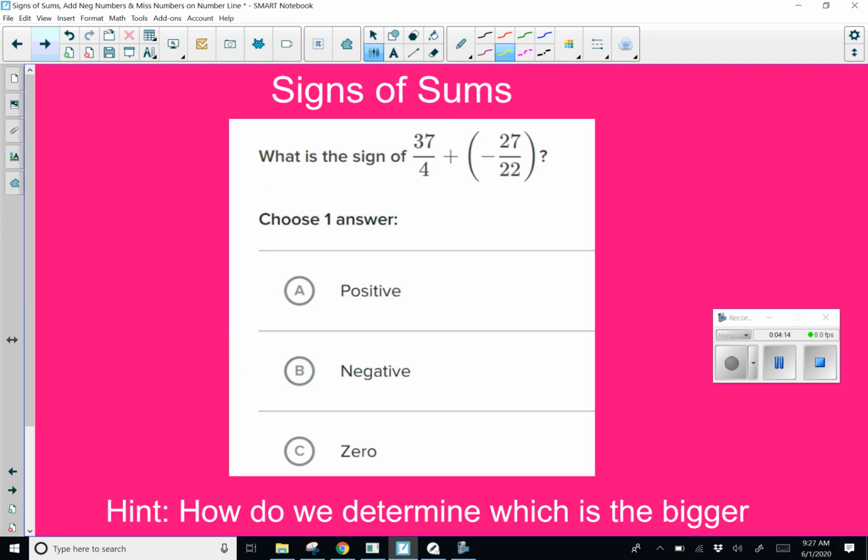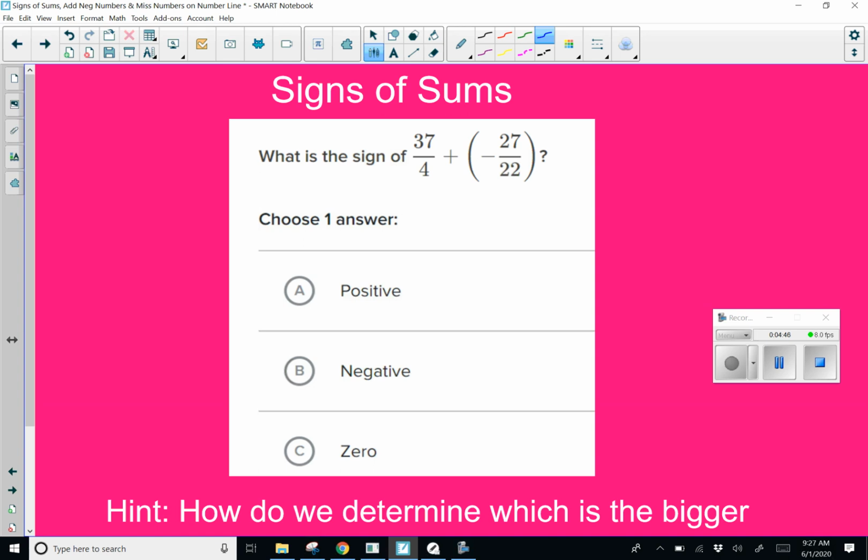And then the last one, we have fractions. Fractions are obviously a little bit more complicated to deal with, but let's think about this. It says, what is the sign of 37/4 plus -27/22? Notice I have a hint there at the bottom that says, how do we determine which is bigger? Well, the one thing we could do is convert them to decimals, but that could be a little bit complicated because then you're dealing with division. The other thing we could do is convert them to mixed numbers, which is probably the easiest solution.